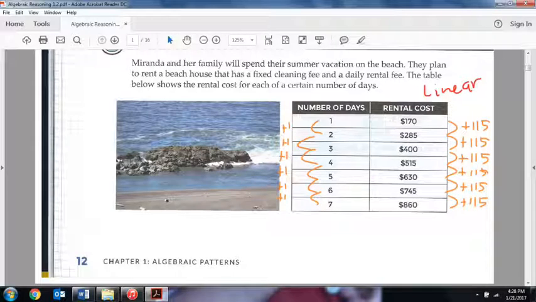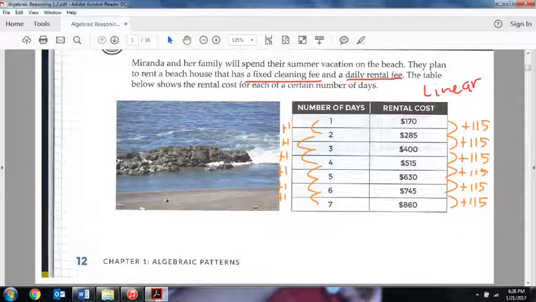Okay, so that's one of the things we're going to do today. Remember, is this a linear equation? If it's not, we're not going to deal with it. We're just going to write no and keep on going. But right now it's linear, so we're going to go with it. Since it is linear, let's go ahead and find two pieces of information we need. They're asking us for the daily rental fee and a fixed cleaning fee.